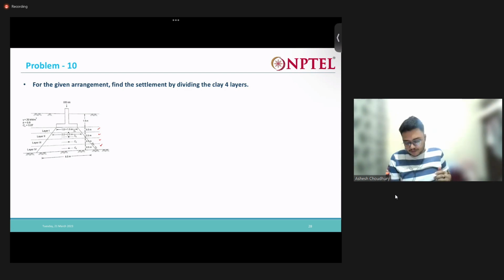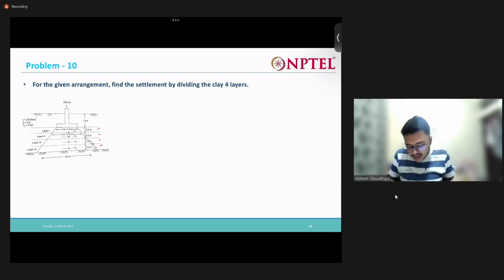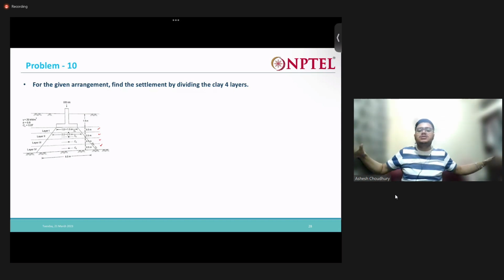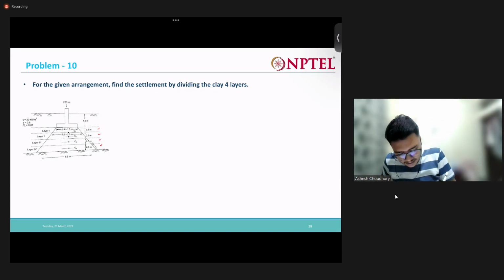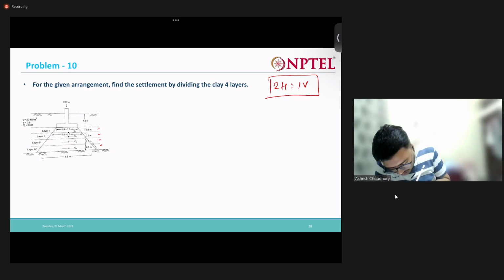Now there is a footing. So first let us see what will be the base pressure. Actually no need to find out the base pressure. So 225 kilonewton is acting on the footing. So that is being distributed. We are considering that it is being distributed in the soil in 2 horizontal to 1 vertical fashion. Okay. So what we need to do is that first, for all the layers, we need to calculate the effective stress at the middle of all these layers.